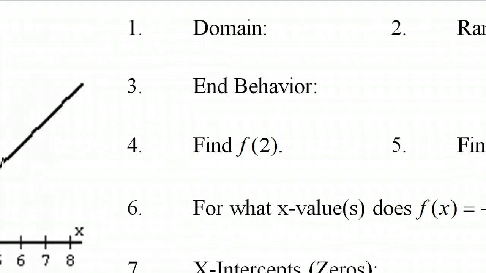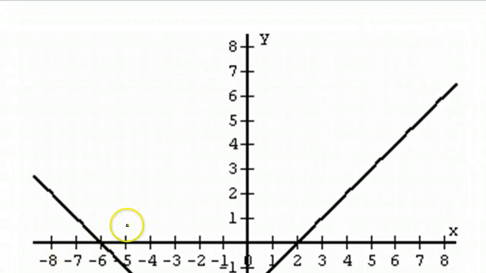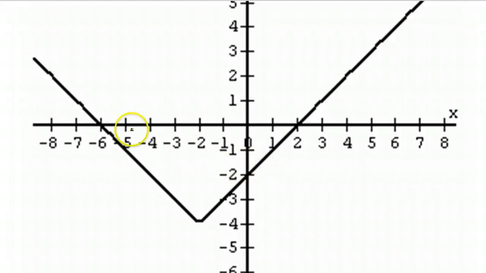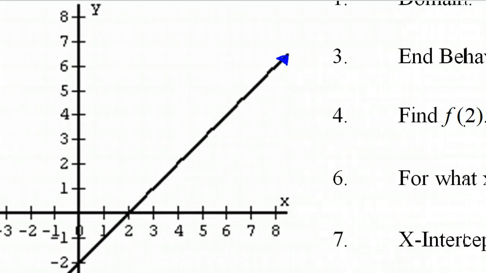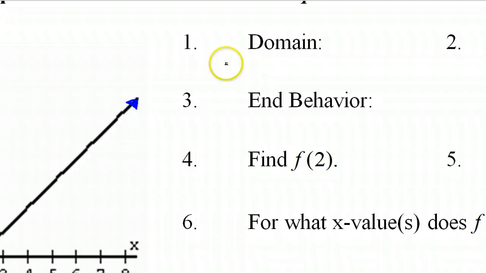The domain is the x values of a graph. So we ask ourselves, how far to the left does it go and how far to the right does it go? We're supposed to assume that this keeps on going, so this goes to the left forever and this goes to the right forever. That's why the domain is going to be negative infinity to positive infinity.